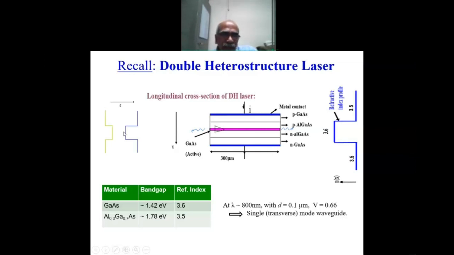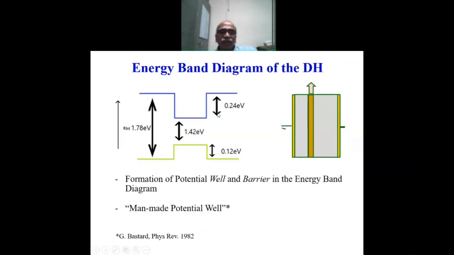Now, if you rotate this through 90 degrees, what you see is this structure. I rotated that. So this is the thin layer, which is of low band gap material, gallium arsenide. You can see 1.42 eV, and the outside is aluminum gallium arsenide, 1.78 eV. And I have shown certain numbers here, but what you have is a potential well. It's not a quantum well yet. So this is the formation of a potential well and barrier in the energy band diagram of a laser.